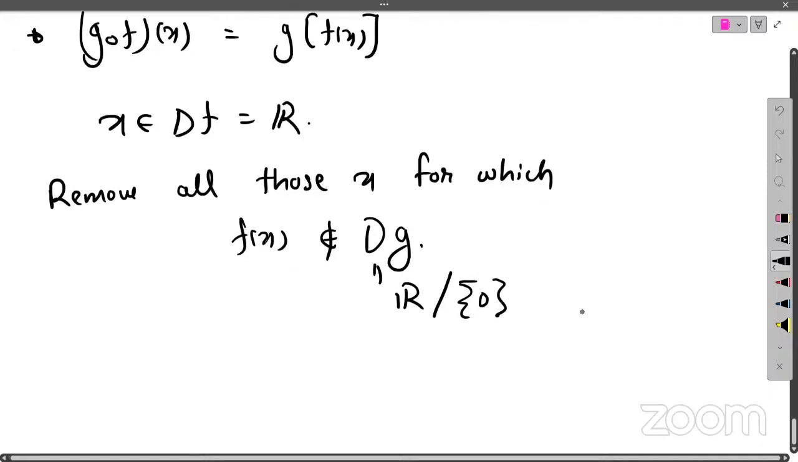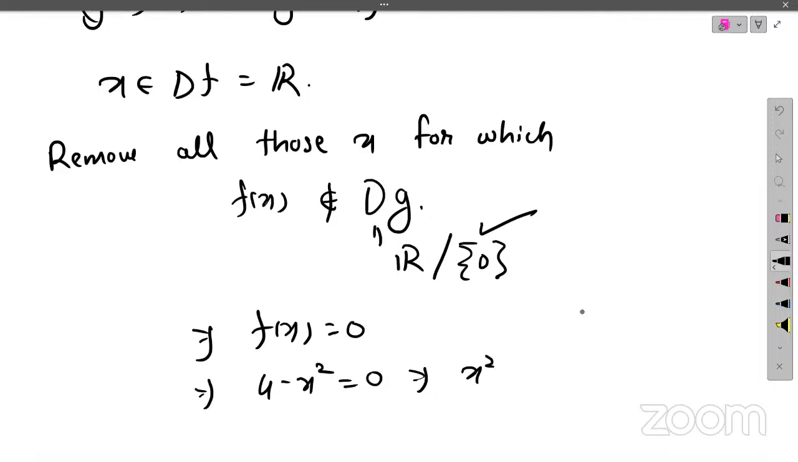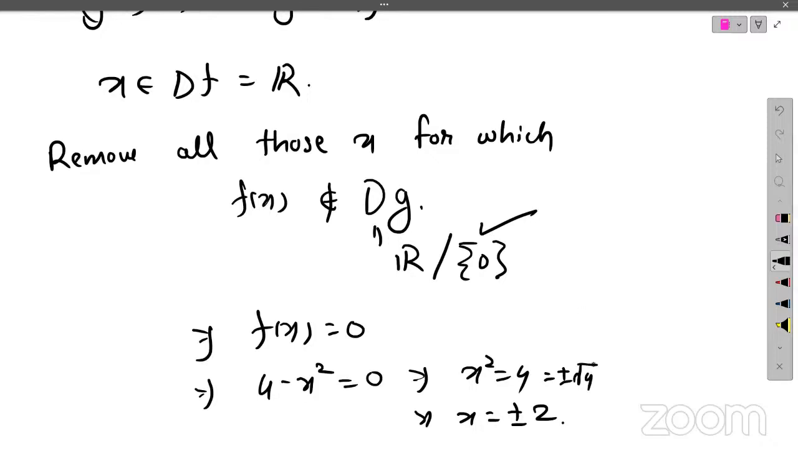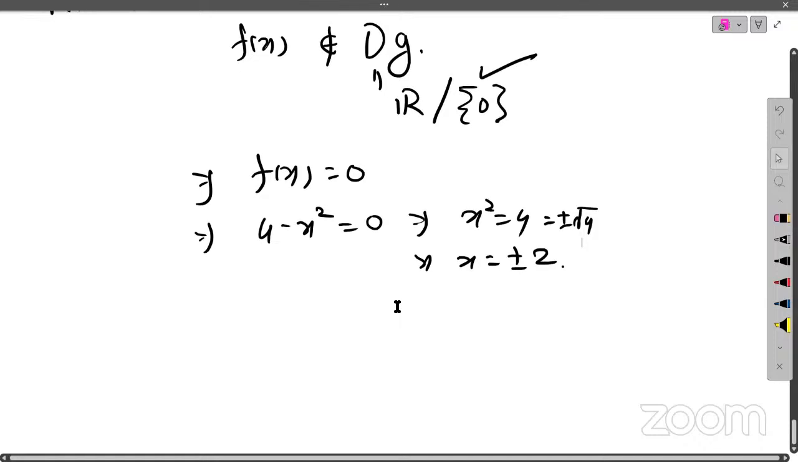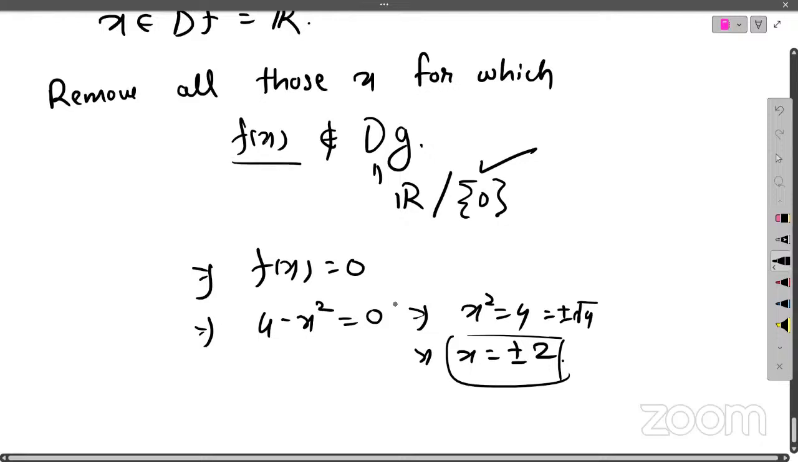So if something does not belong to the domain of g, it is simply the one point equal to 0, which implies f of x equals 0. So we have to remove all those points for which f of x becomes 0. When does 4 minus x squared become 0? It simply implies that x squared equals 4, which implies x equals plus minus 2, because this is plus minus the square root of 4. So at these 2 points, the function f of x becomes 0.